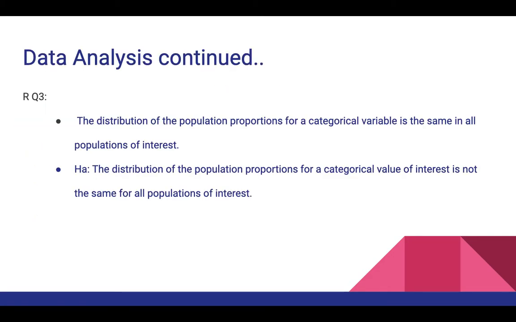And for my research question 3, my null hypothesis is that the distribution of the population proportions for a categorical variable is the same in all populations of interest. And my alternative hypothesis is that the distribution of the population proportions for a categorical variable of interest is not the same for all populations of interest.